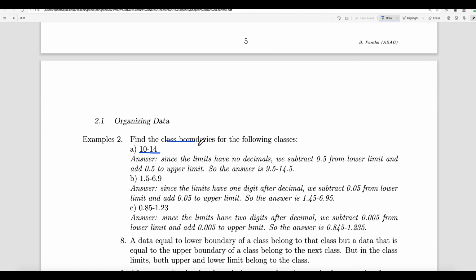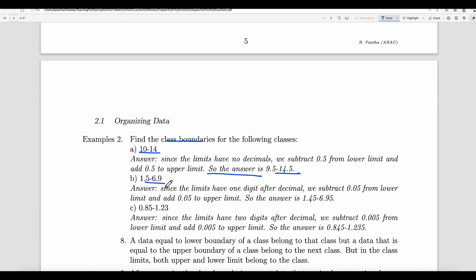We need to find out the class boundary. So there is no decimal here, right? So since the limits have no decimals, we subtract 0.5 from the left or the first number and then add 0.5 to the second number. So what is the class boundary? The class boundary will be 10 minus 0.5, which is 9.5, and 14 plus 0.5, which is 14.5.